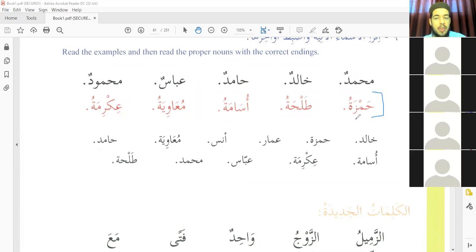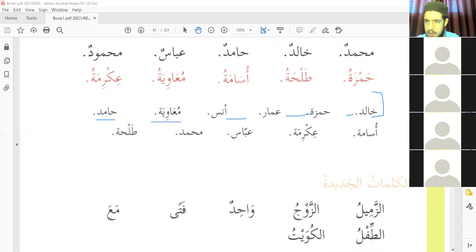Hamzatu. That's a name of a man. However, it ends with a ta marbuta, and so linguistically, the word itself is feminine. Talhatu, Usamatu, Muawiyatu, Ikrimatu. All of these are masculine names in meaning, but they end with a ta marbuta, and so they are feminine linguistically. So there are different types of gender in the Arabic language. And I think that's easy enough to not necessarily have to go and read the rest of those.